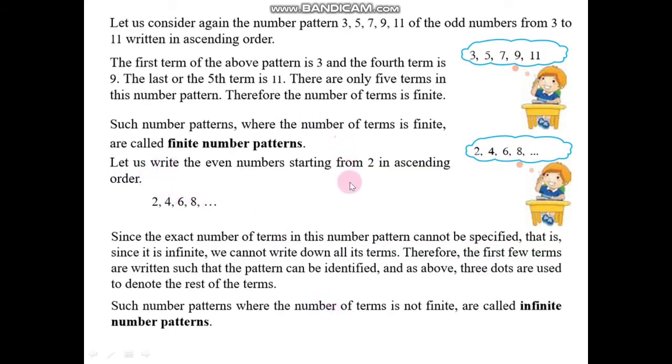Let us consider again the same number pattern. The first term of the above pattern is 3. The fourth term is 9. See, 1, 2, 3, 4. Yeah, the fourth term is 9. There are only 5 terms in this number pattern. Therefore, this number of terms is finite. What is finite? Finite means the number of terms are fixed.